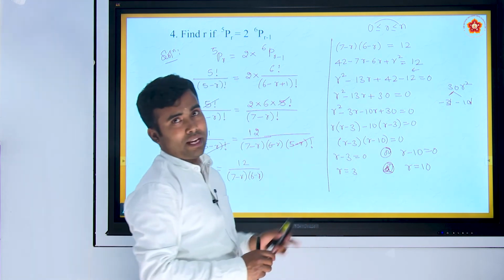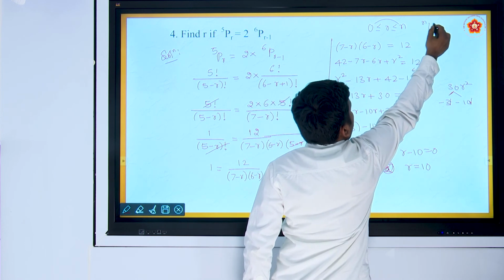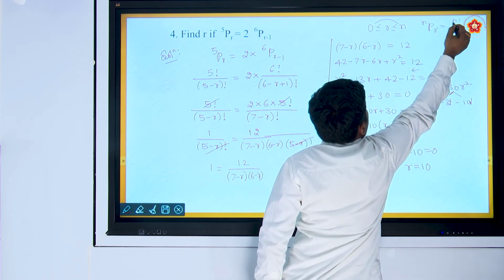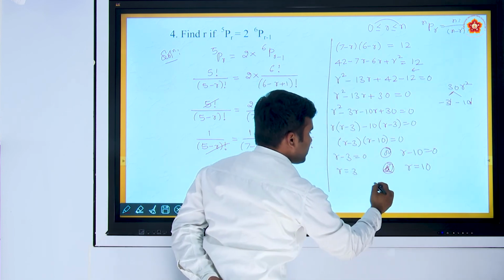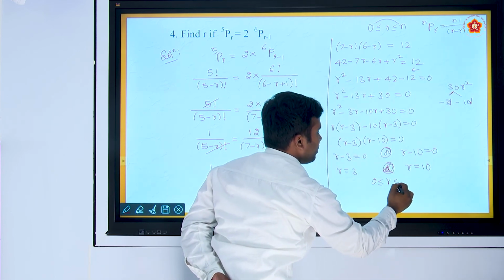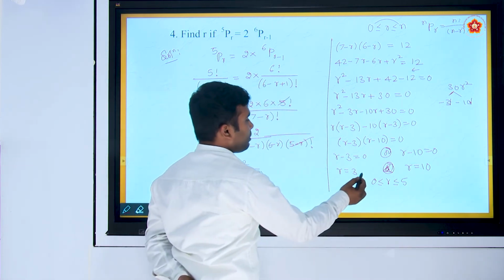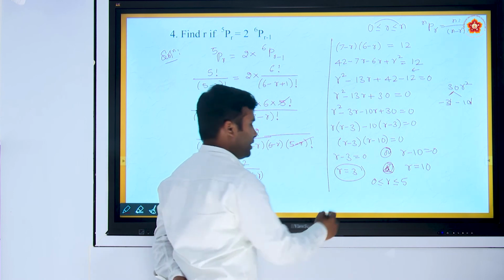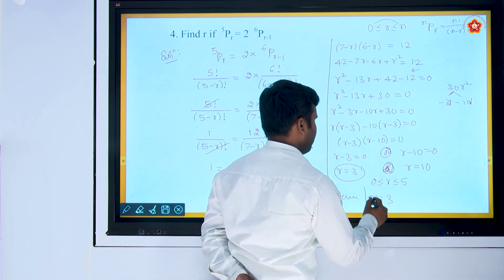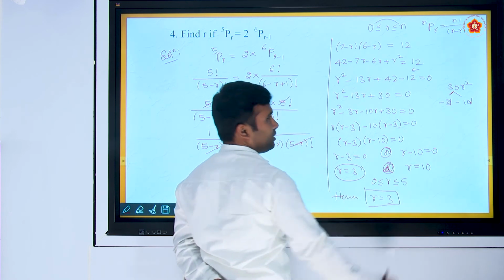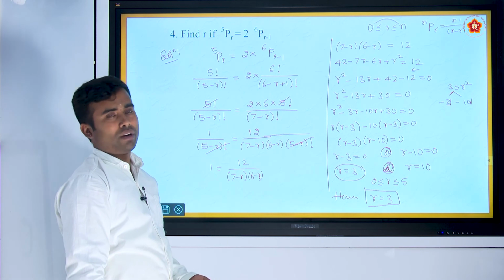Because of that formula I gave you, the formula is nPr is equal to n factorial divided by n minus r factorial. So r must be in between 5 only. Therefore the suitable value for r is 3. Hence we can write the value for r is equal to 3. Okay, so we cannot consider r is equal to 10 here. So hence we got the value for r.